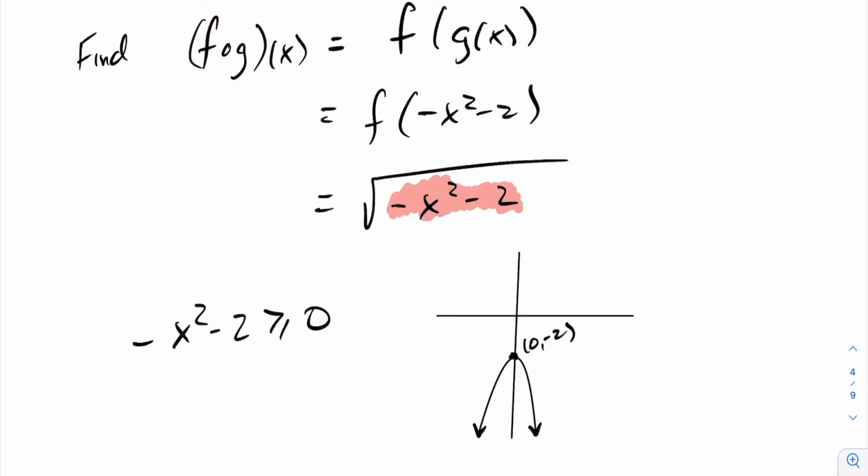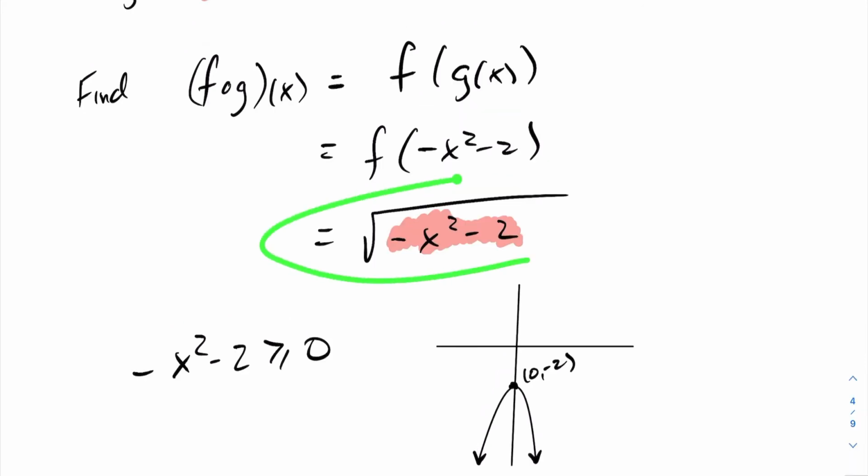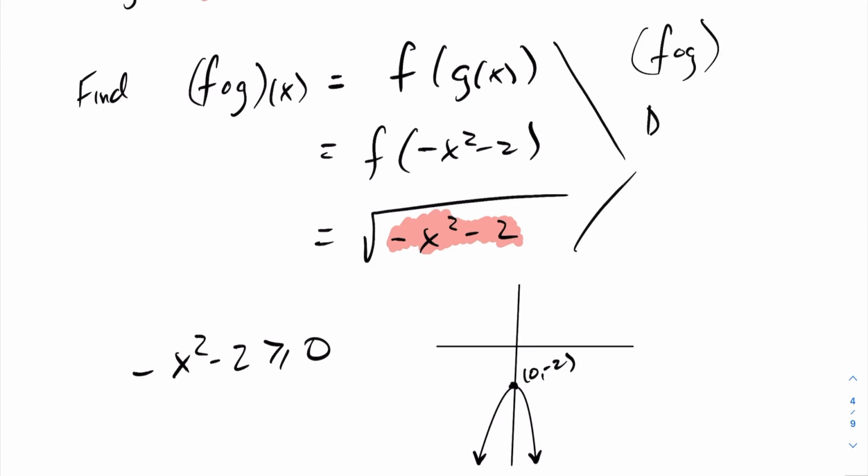So doing a quick sketch of this function, something interesting happens. As I graph the negative x squared minus 2, we notice that it's actually always below the x-axis, which means that this expression itself is always negative, which means that the square root of this function always does not exist in the real number system. So therefore, f composite g creates a function where the domain can be no real numbers. So in this situation here, f composite g does not exist as long as the input is real numbers.